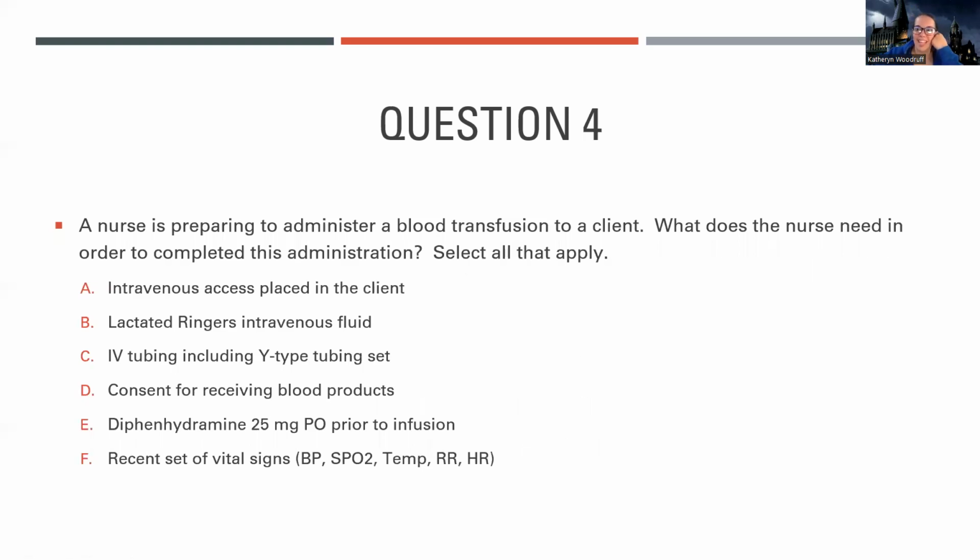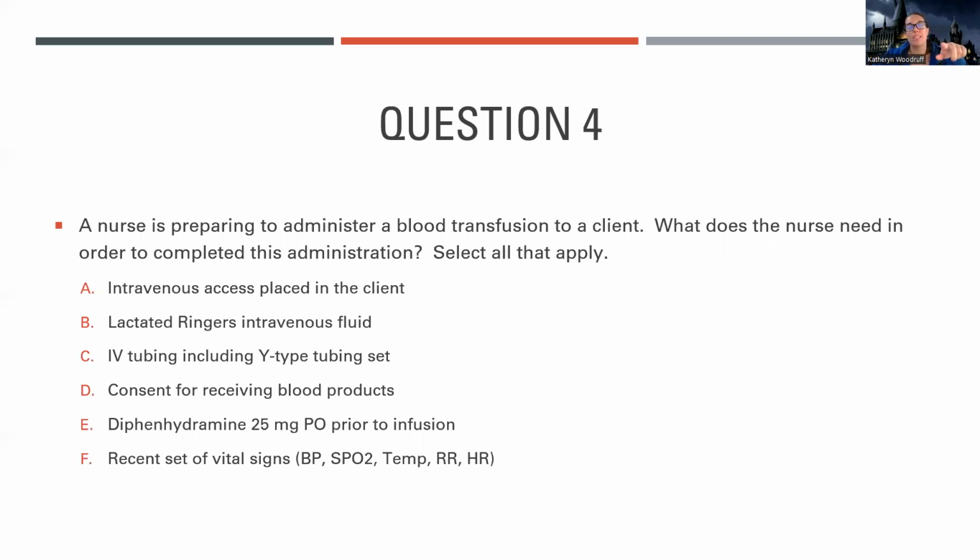Question 4. Oh, and it's a select all that apply. You guys love these. So a nurse is preparing to administer a blood transfusion to a client. What does the nurse need in order to complete this administration? Blood transfusion questions. So first, A is intravenous access placed in, real quick. Select all that apply. We do these as true, false. We're going to start at the top, make our way down.